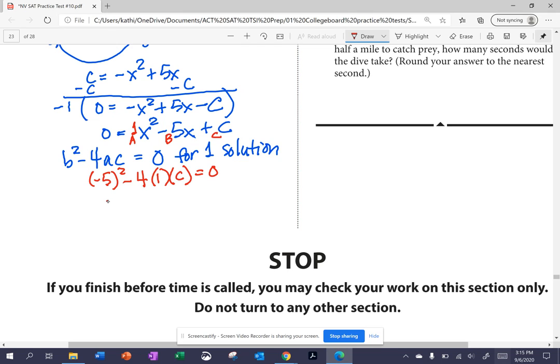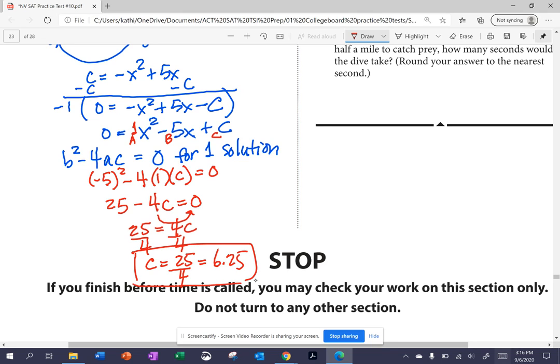So I get 25 minus 4c equals 0. So I'm going to move 4c to the other side. So I get 25 equals 4 times c. So dividing both sides by 4, I get c equals 25 divided by 4. And I can put that in as a fraction, or I can put that in as a decimal, 6.25. Both are correct.